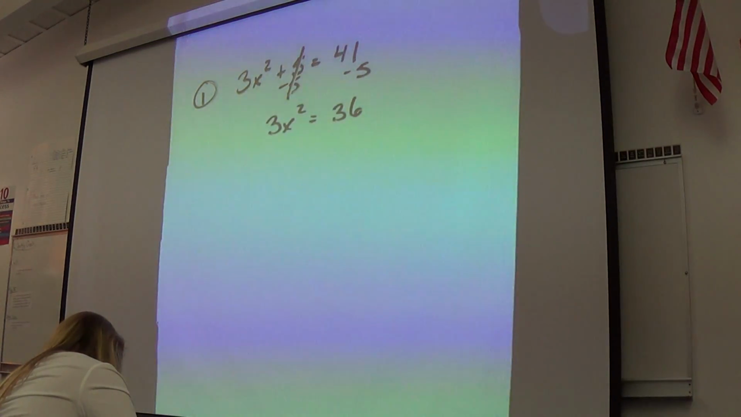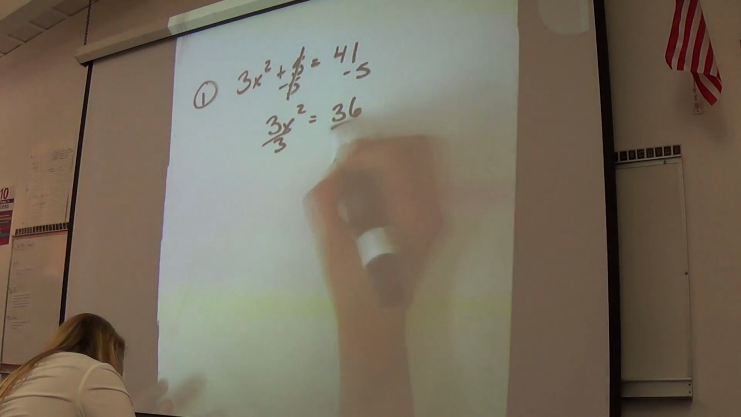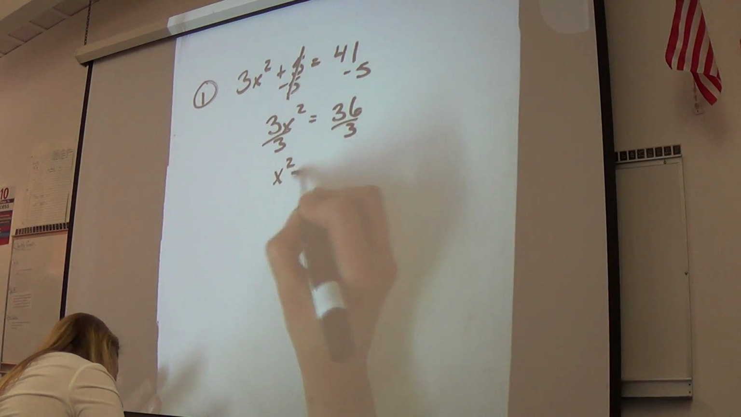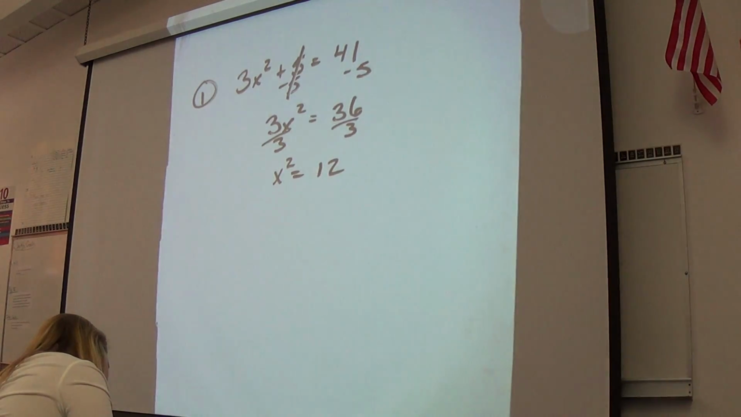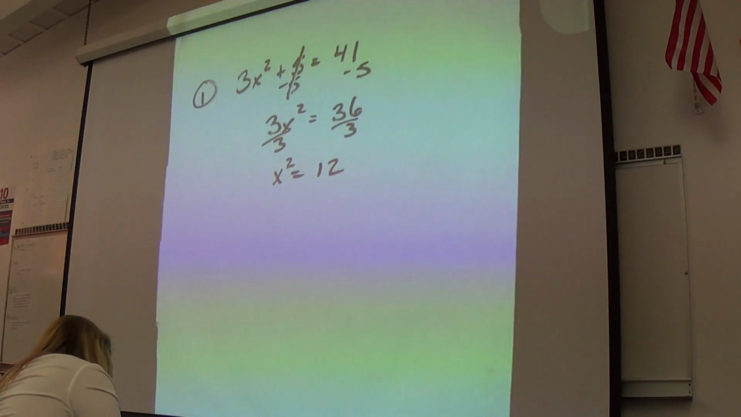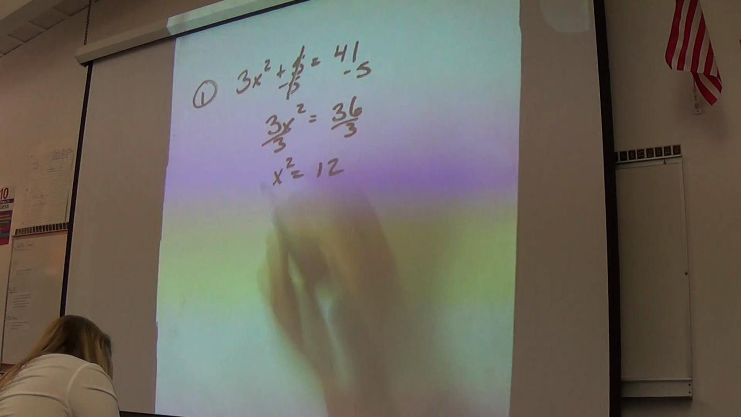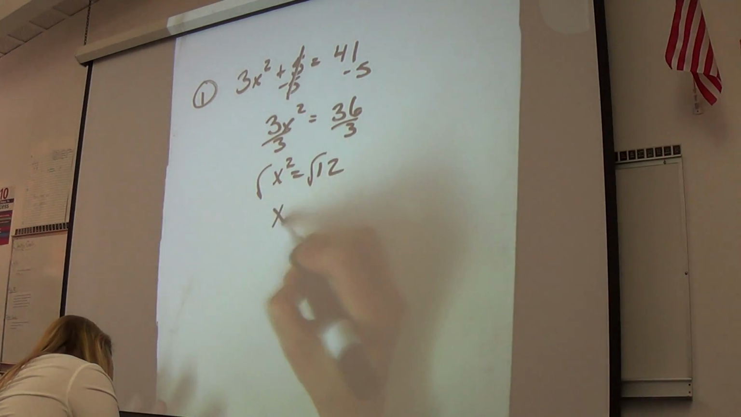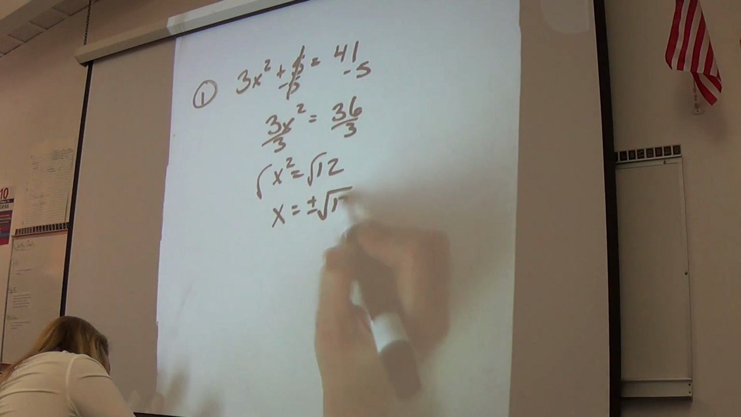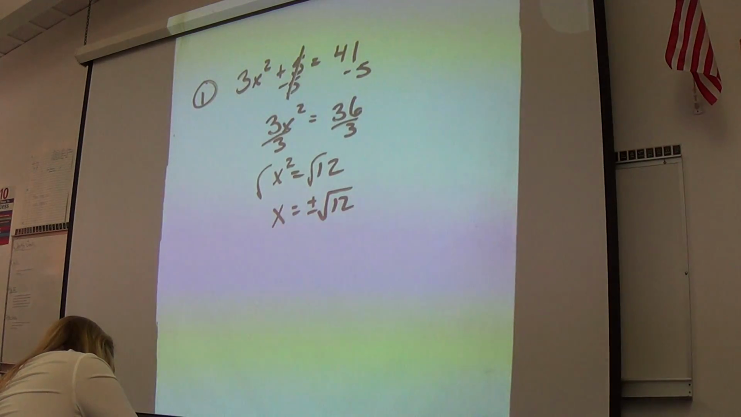Which means I need to get rid of 3. How do I get rid of 3? Good. That gives me x squared equals 12. At this point, what can I do? Square root. Don't forget your plus or minus sign. Some of you guys missed half a point because you didn't do the plus or minus.